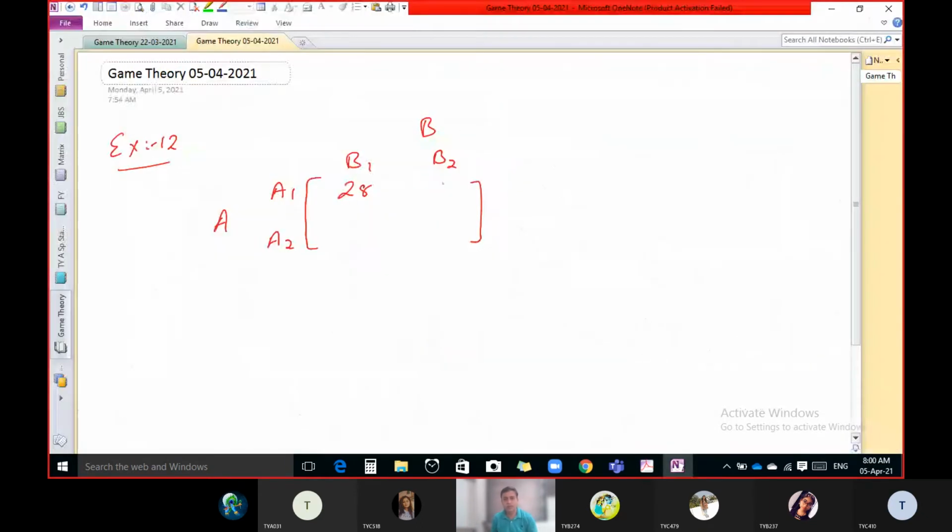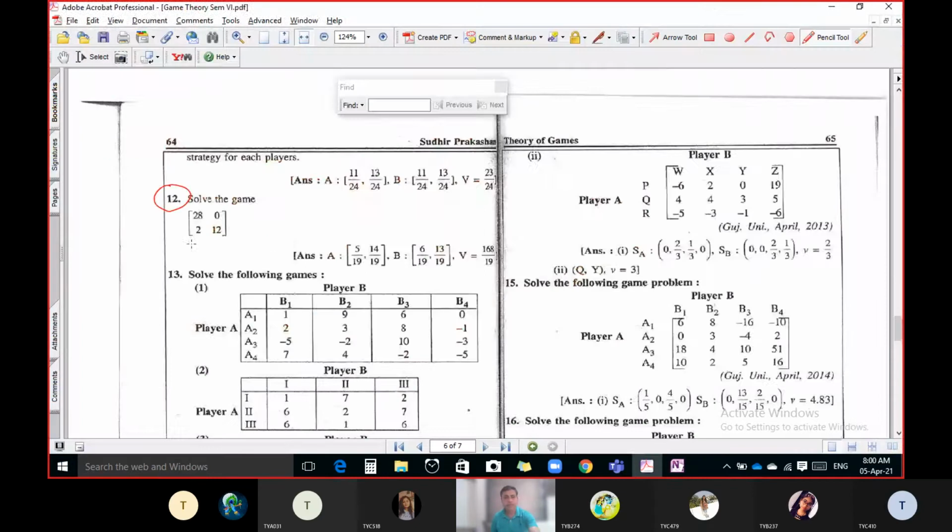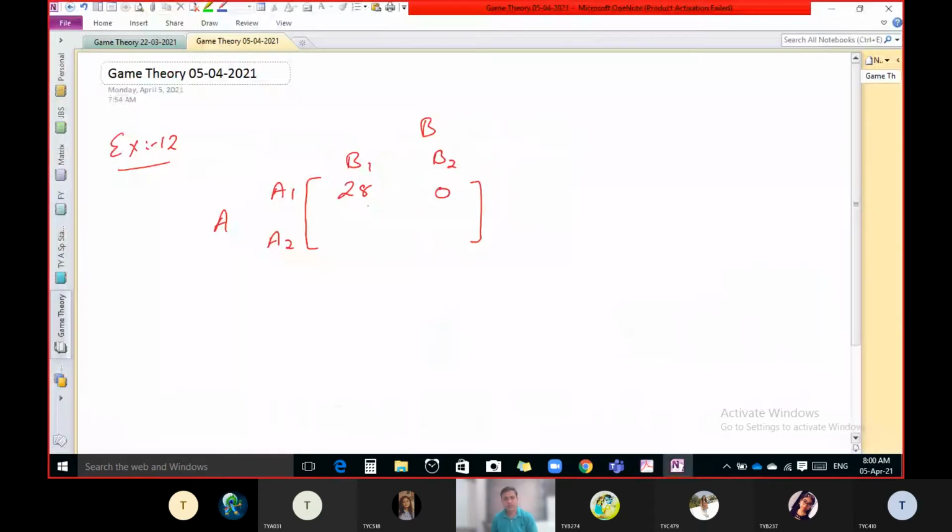Similarly, 0 is the profit for A. If the value is positive, then it's a profit of A, and if the value is negative, then it's a profit of B. And 2 and 12. So this information we have. Now what we have to find out is, for player A, which one is the best one, A1 or A2? And for player B, which one is the best one, B1 or B2? That is what we want to find out.